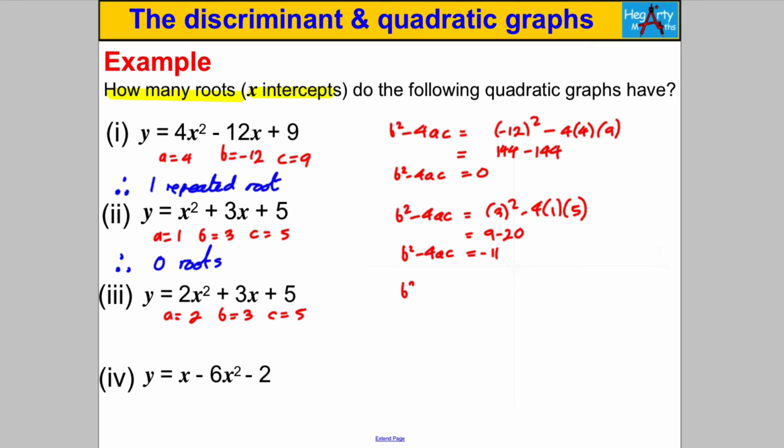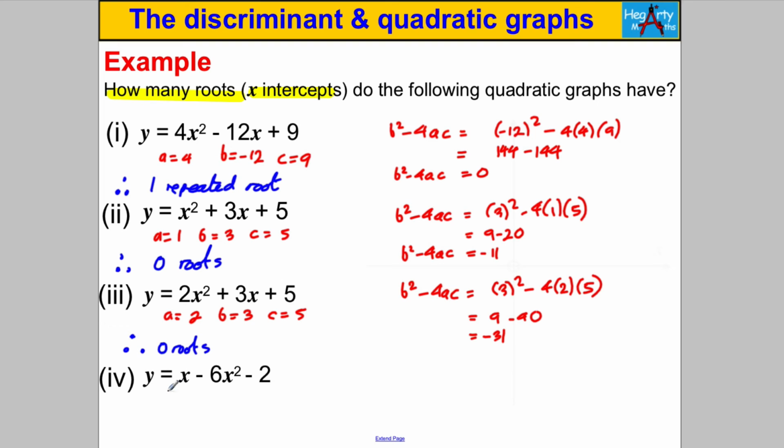And you work out b squared subtract 4ac, which is going to be 3 squared take away 4 multiplied by 2 multiplied by 5, which is going to be 9 minus 40. Again, you're getting a negative answer here. You're getting negative 31, and therefore you can state that you have 0 roots.